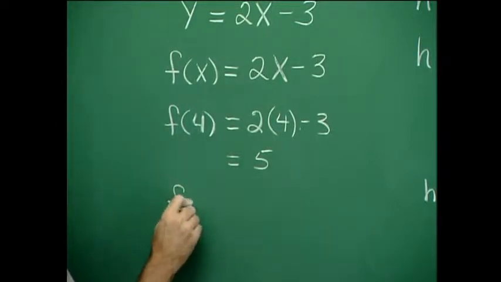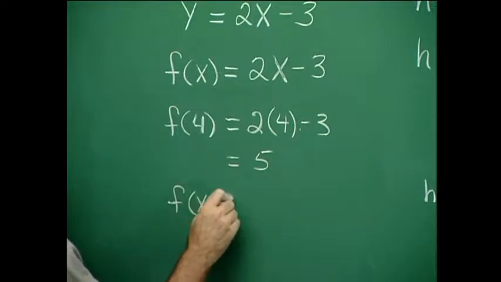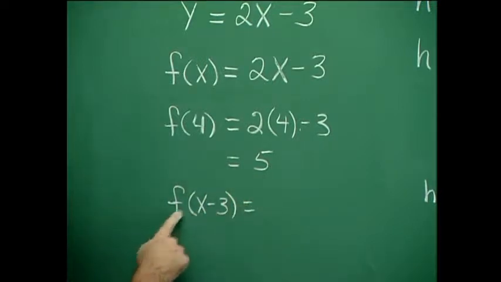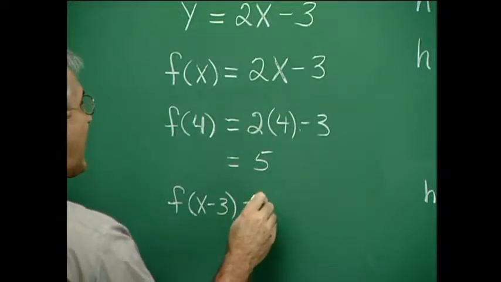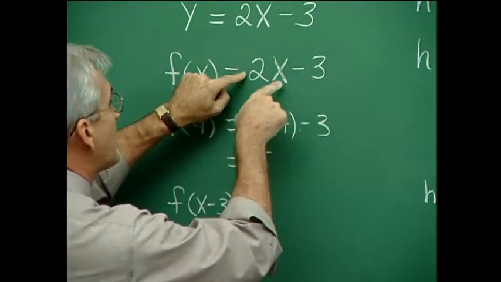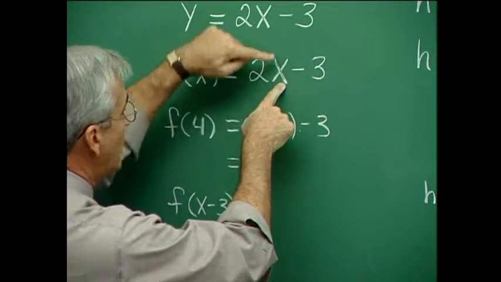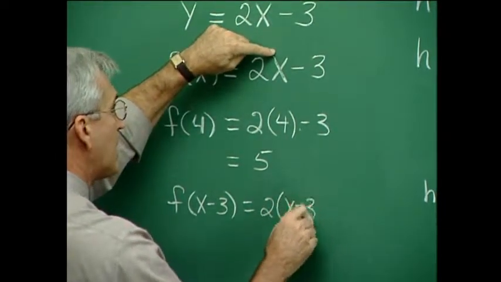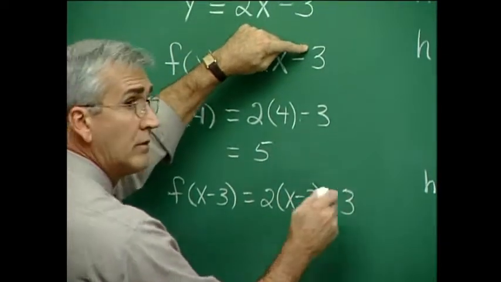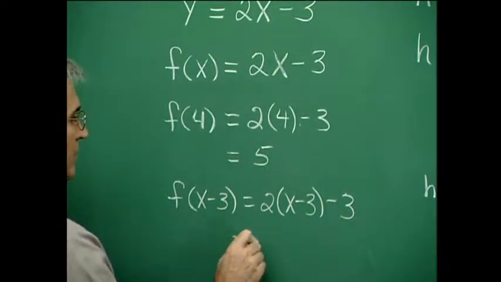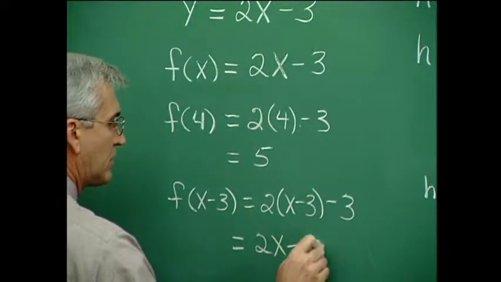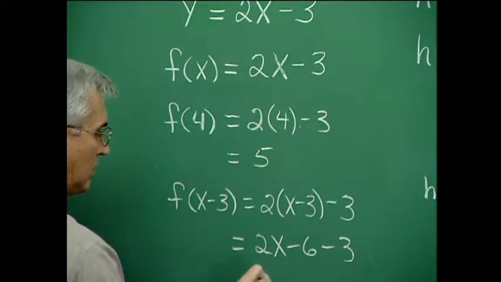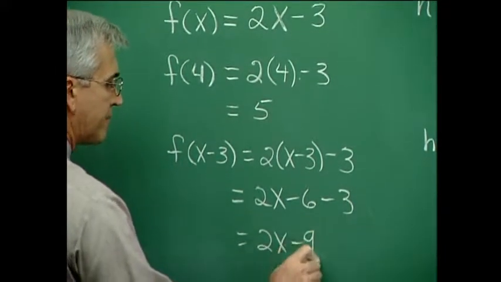Suppose we make the request of f of x minus 3. Then this means in the f function replace x with x minus 3 and evaluate. So let's replace x with x minus 3. Now we're replacing this x with x minus 3. So instead of 2 times x, it's 2 times x minus 3, and then minus 3. So we have 2x minus 6 minus 3, or 2x minus 9.